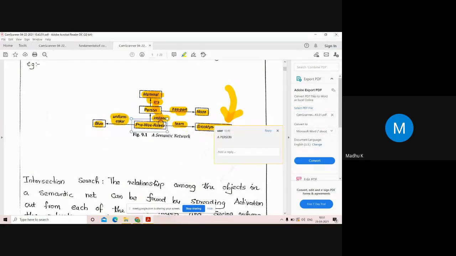So anything in the real world can be represented using this type of semantic network. Any concept in the real world, for example, Virat Kohli plays cricket for India, can be represented using a semantic network. Anything in the real world can be representable using the semantic network, in the form of a graph. Try to understand that concept.